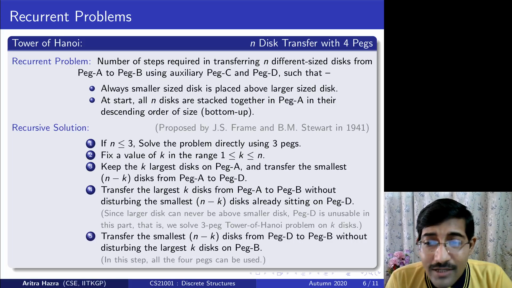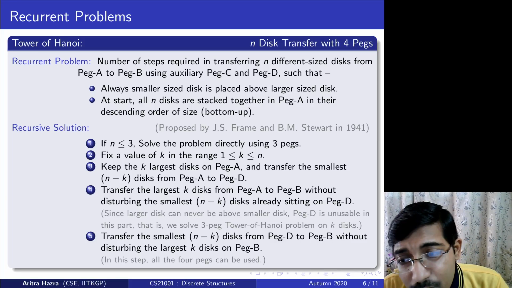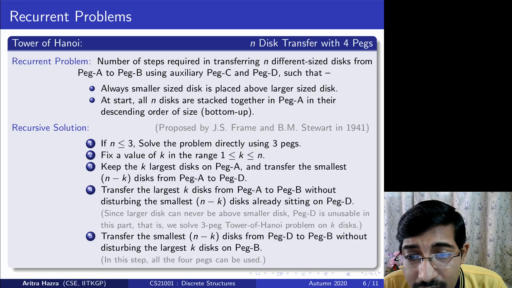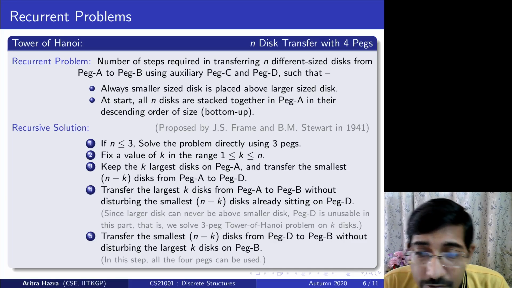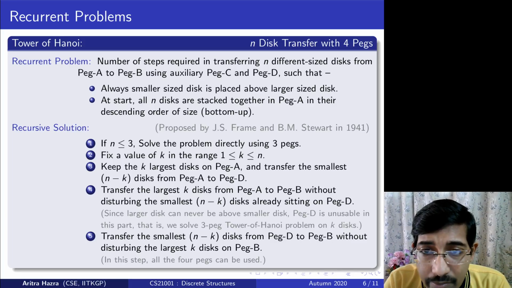Finally, the smallest n minus k disks, I could use 4 pegs also, because these are my smallest disks. So anywhere I can place. Peg B now contains the k largest disks. So I can use peg B to temporarily place some of the disks there and finally put them back on top of whatever is there in peg B.